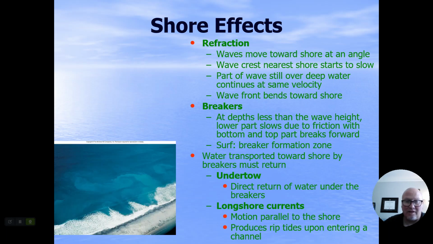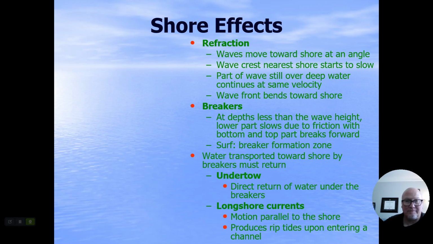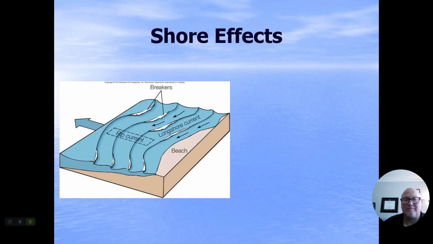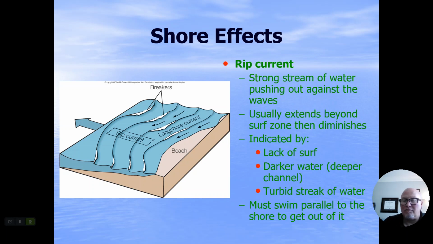Here you can see some rip tides in the water itself. So a rip current is a strong stream of water pushing out against the waves. Usually this extends beyond the surf zone and then diminishes. If you've got a longshore current, you could end up easily with a rip current. If you see darker water or a deeper channel moving away from the beach, then this is a rip current.